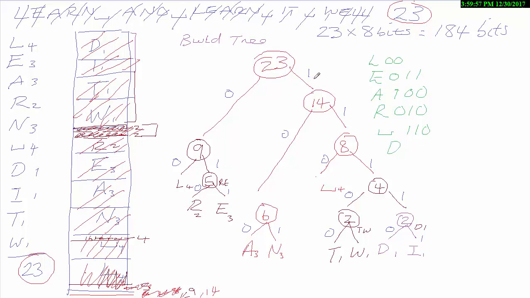So we're now going to go to our single characters. D is 1, 1, 1, 1, 0. I is 1, 1, 1, 1, 1, all the ones. T is 1, 1, 1, 0, 0, and W is 1, 1, 1, so 3 ones, 0, 1. And there you have it.